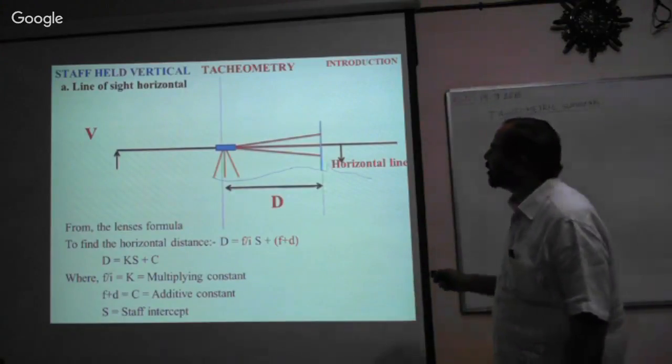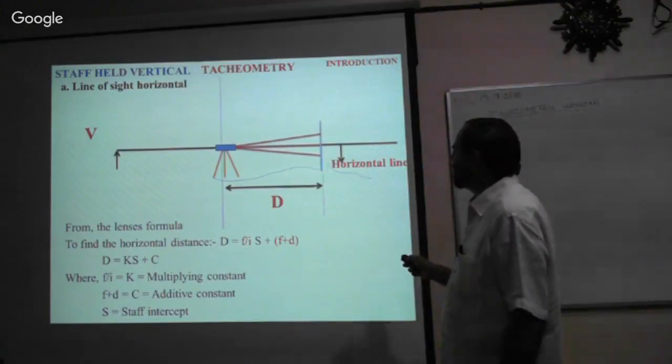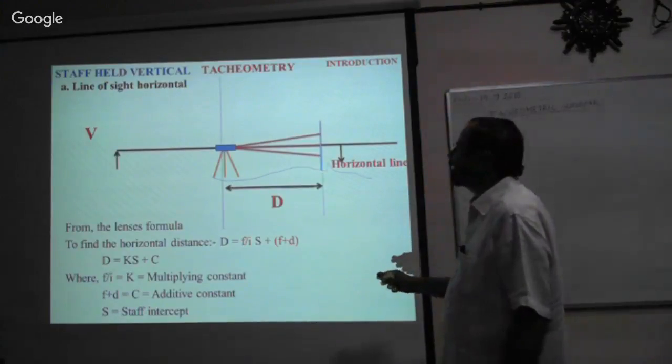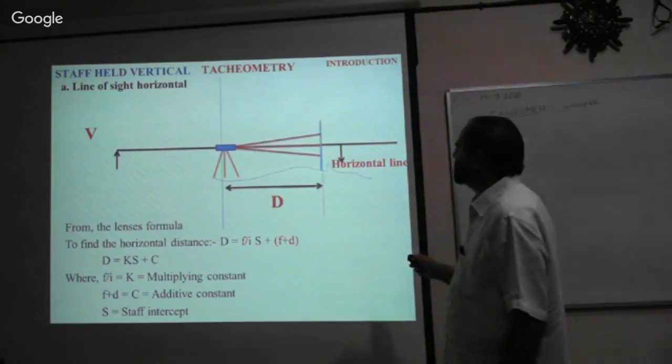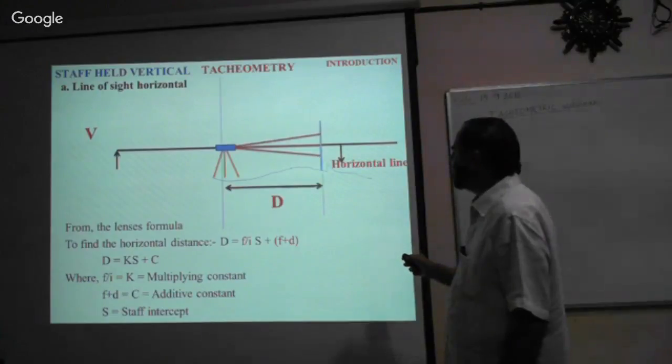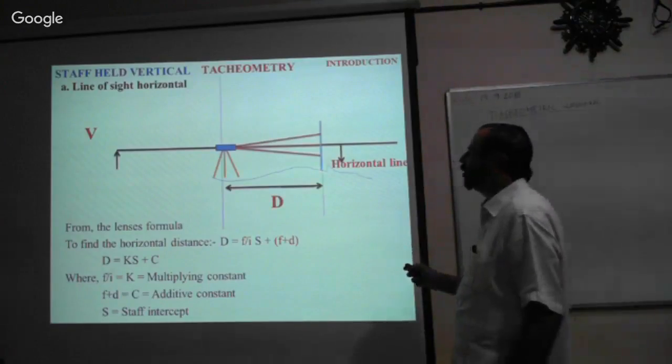And elevation can be computed. The elevation of this object can be computed by knowing the elevation of the instrument axis. Elevation of the instrument axis minus the central hair reading will give the elevation of the location where we need to calculate the elevation of the point. This is the one method.